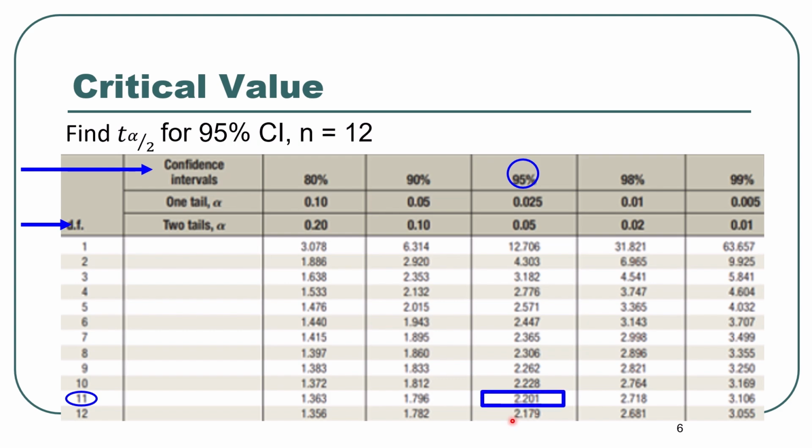Now, sometimes you will not find the degrees of freedom in your table. So assume my degrees of freedom was 33, and I don't have a row in my table that has the 33 value. What you need to do is approximate it by the first value in the table that is below 33. So it might be 32, so go ahead and use that. If there is no 32, but there is a 31, go ahead and use that 31.